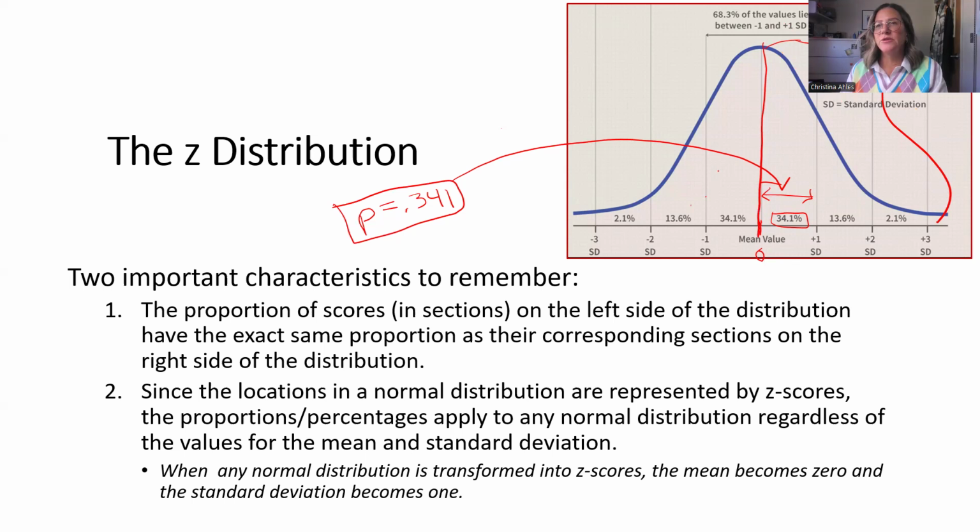All of it is 50%. 50% of the scores fall above the mean. Same with this. All of this on this side is 50% of the scores. It's an exact reflection. So the proportion between 0 and a z-score of +1 is the same as the proportion between 0 and -1 for a z-score.